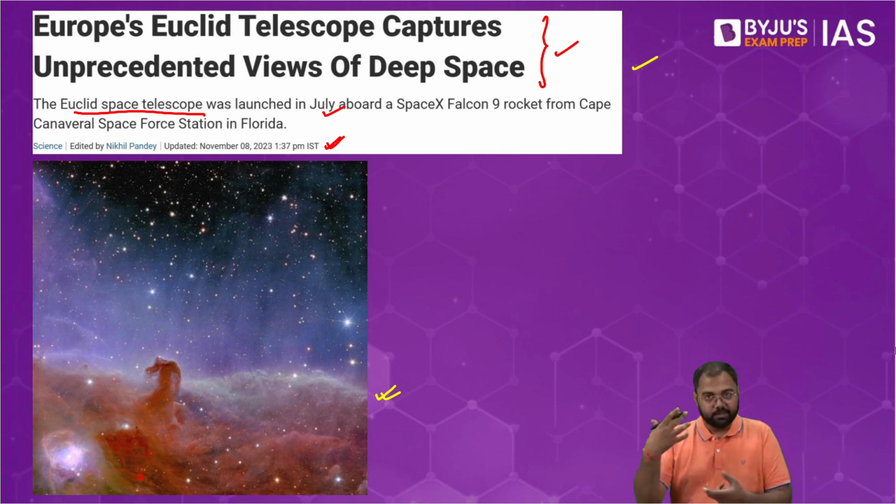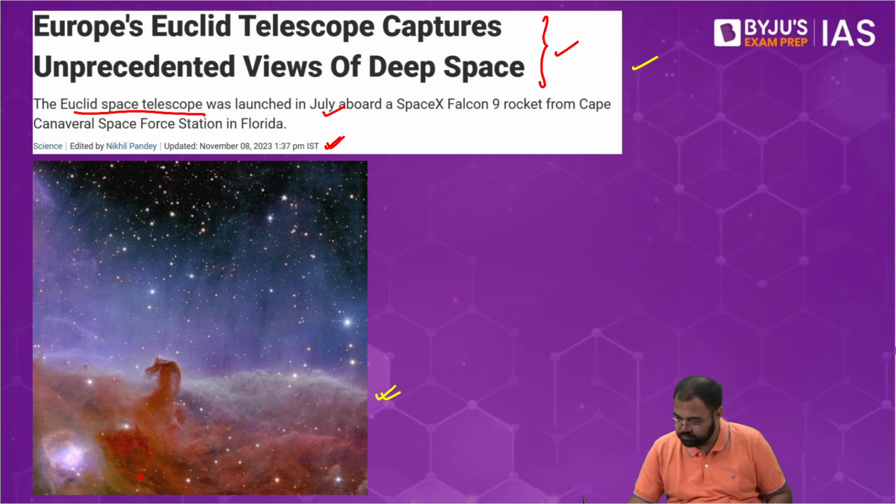Exact picture, they capture certain rays, they capture certain radiations, and they process those radiations to an equivalent of how it would look. Basically, for these purposes. Euclid mission is important. Canaveral, meaning Cape Canaveral, is the place from where the launches are done.